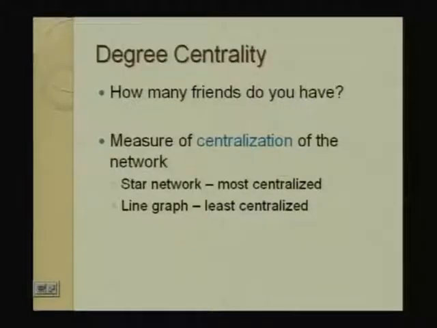On the other hand, think of a line graph. What will be the degree distribution here? Two nodes having degree 1 and all the other nodes having degree 2. So, it is a least centralized topology. Here any information has to travel through all of them. It is more like a fair network, nobody is privileged in this particular network.